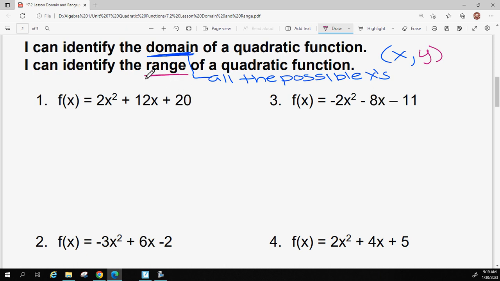If we find a collection of all the possible y's, I'll just say all y's, if we find the collection of all the possible y's, that's the range. So domain is all the possible x's when we find the coordinates of points. Range is all the possible y's when we find the coordinates of all the points. And so let's look at our first function.